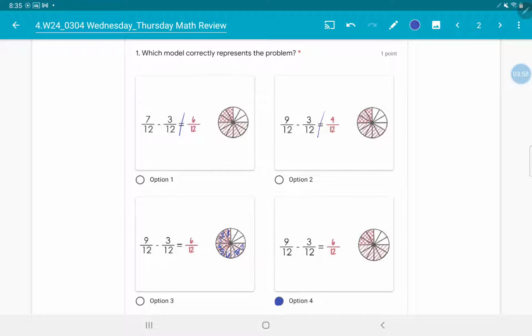Looking at just the model here, we know that's 9/12. Can you see an equivalent fraction to that 9/12? Equivalent fraction to 9/12. Just by looking at this picture, what do you see, Jacob? 3/4. Very good. 9/12 is equivalent to 3/4. And once we take away those 3/12, how much is left shaded? 6/12. So what's an equivalent fraction to 6/12? 1/2. Very good. Okay.